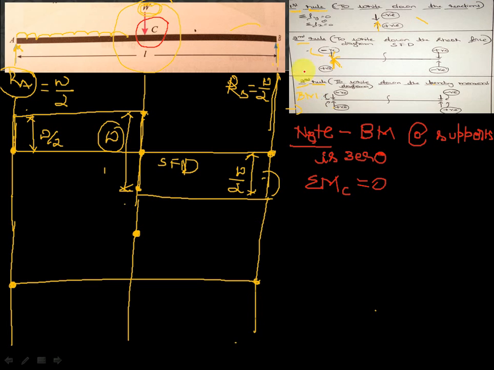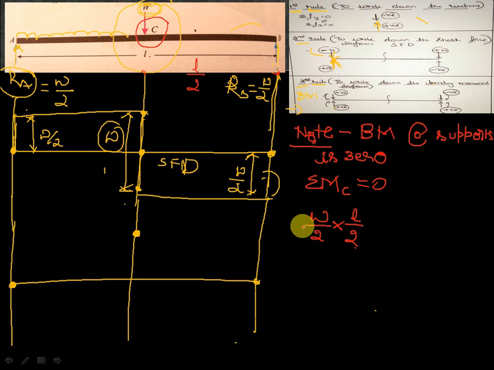This time I will start from the right of the section. What is the reaction over here? It is W by 2, right? W by 2 into the distance up to the point C, because I have taken the moment at C equal to 0. So what is the distance from here to here? The total distance is L, and up to here it is L by 2. I'll just take L by 2.